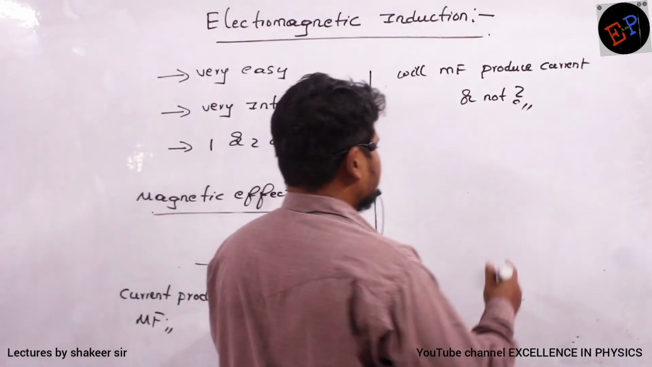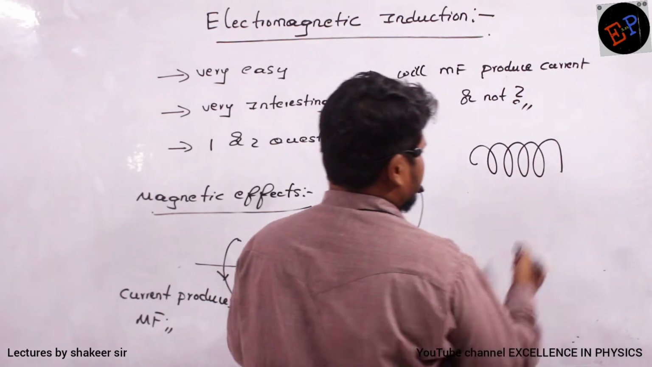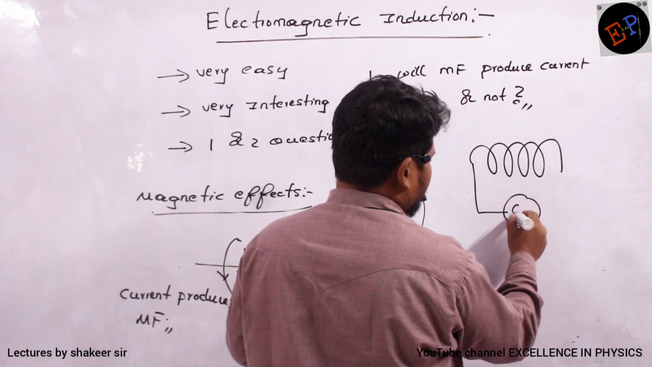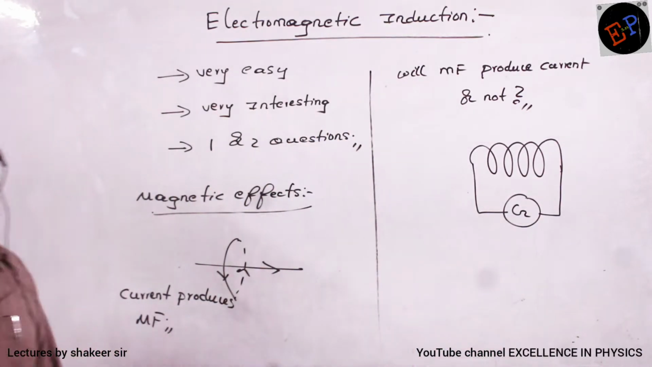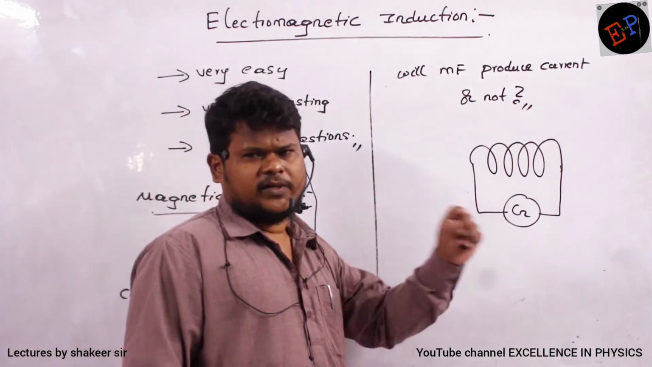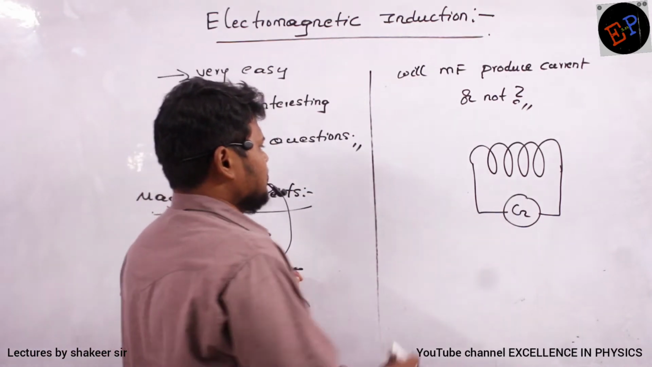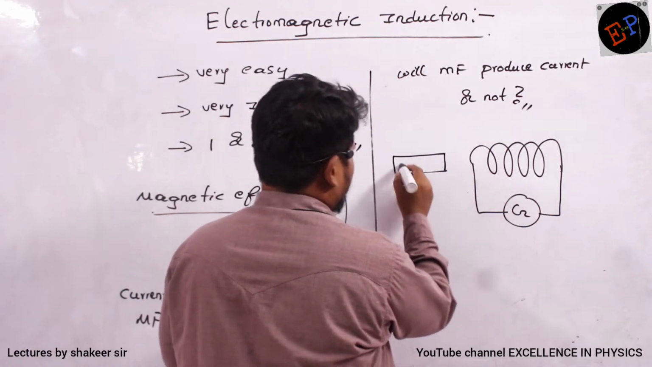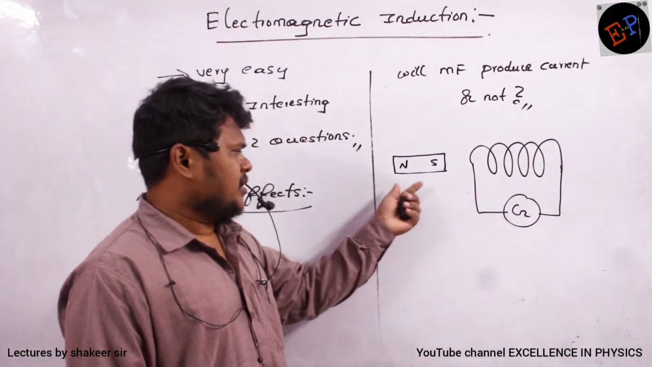Now what we have done, we have taken a coil. And to this coil we have connected a galvanometer like this. What is a galvanometer? It measures very small amounts of current. Very small amounts of current can be measured by a galvanometer. So here I am placing a magnet, north pole and south pole, like this. Clear? Now here what is happening?